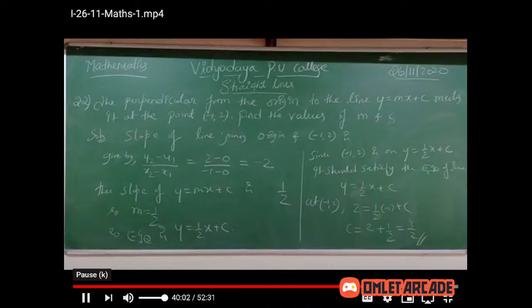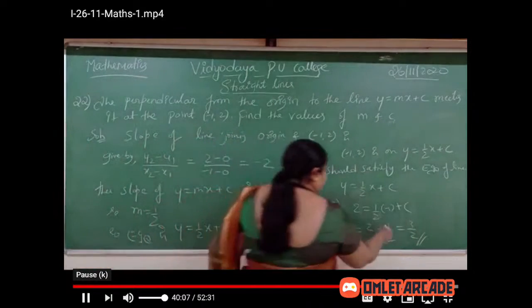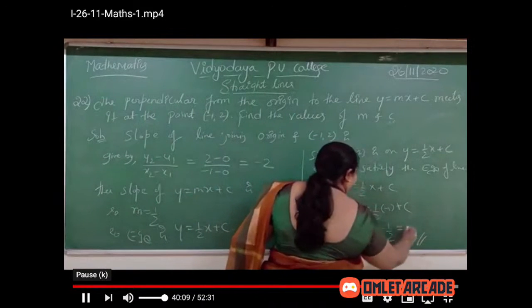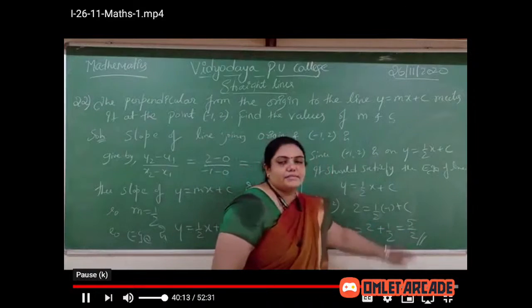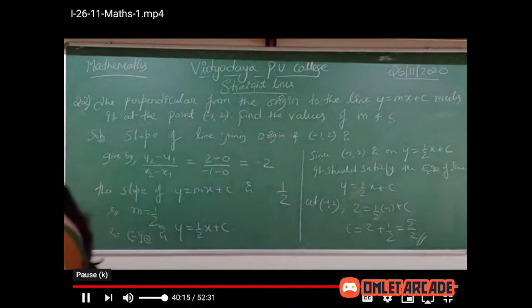So m is half, c is 3 by 2. Is it 3 by 2? Sorry, it will be 5 by 2, isn't it? 5 by 2. We'll take the LCM here, 4 plus 1, sorry, 5 by 2. Isn't it? So this is the value of m and c.